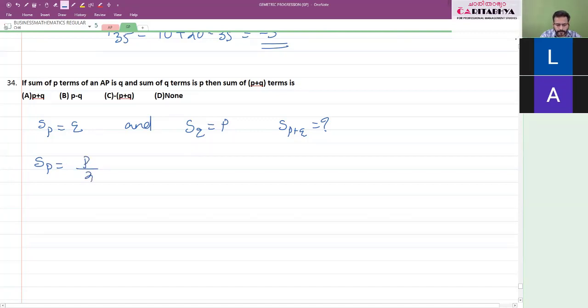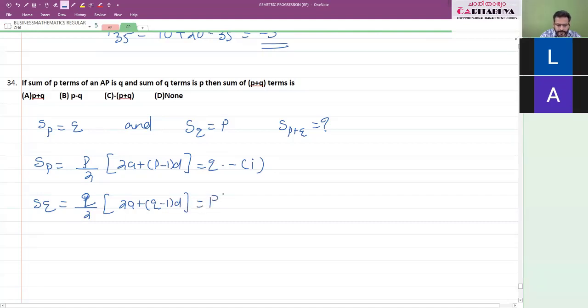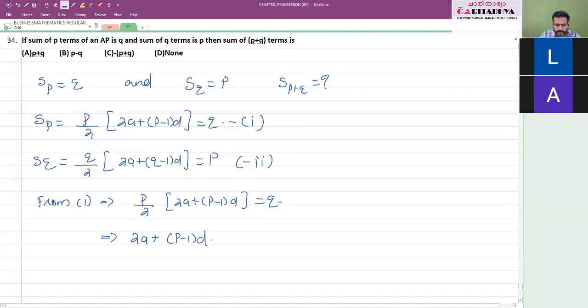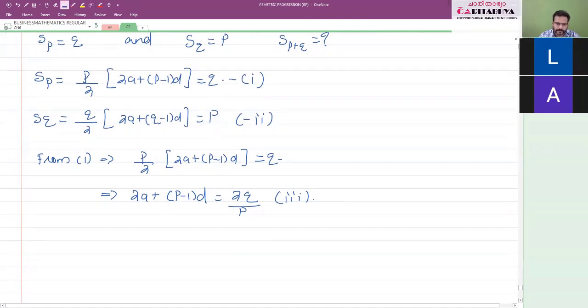So, P by 2 into 2A plus P minus 1 into D is equal to Q, equation 1. Then SQ is Q by 2 into 2A plus Q minus 1 into D, which is equal to P, equation 2. From equation 1, 2A plus P minus 1 into D is equal to 2Q divided by P. This is equation 3.